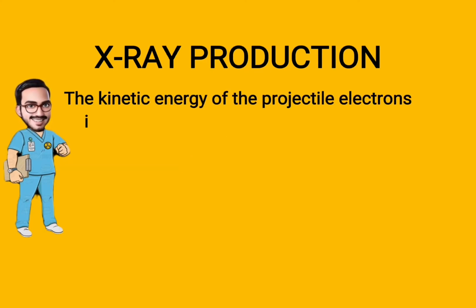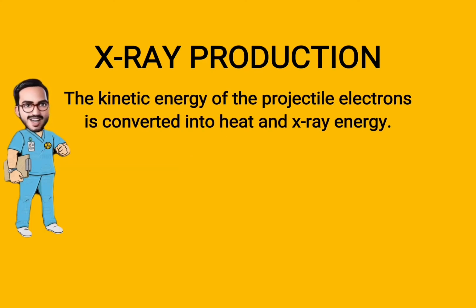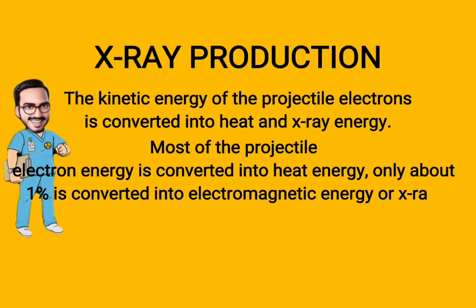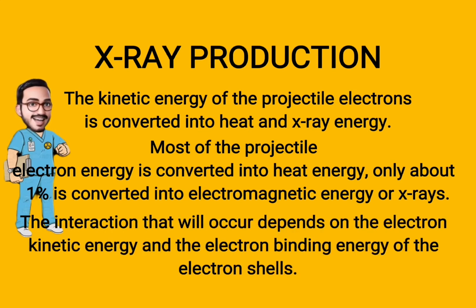The kinetic energy of the projectile electrons is converted into heat and X-ray energy. Most of the projectile electron energy is converted into heat energy. Only about 1% is converted into electromagnetic energy of X-rays. The interaction that will occur depends on the electron kinetic energy and the binding energy of the electron shells.